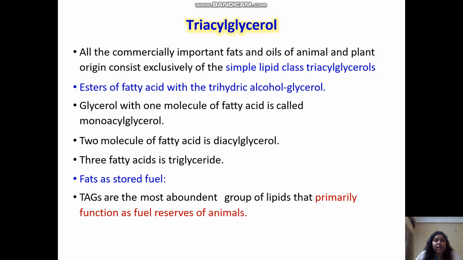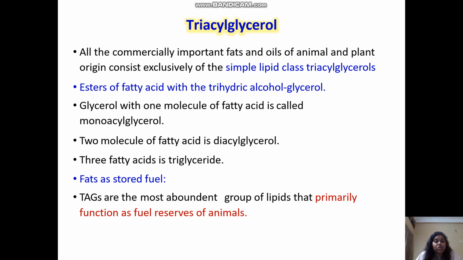Now, discussing the triacylglycerol, that is, all the commercially important fats and oils of animal and plant origin consist exclusively of the simple lipid class triacylglycerols. Esters of fatty acid with the trihydric alcohol glycerol. Glycerol with one molecule of fatty acid is called monoacylglycerol. 2 molecules of fatty acid is diacylglycerol. 3 fatty acids is triglyceride.